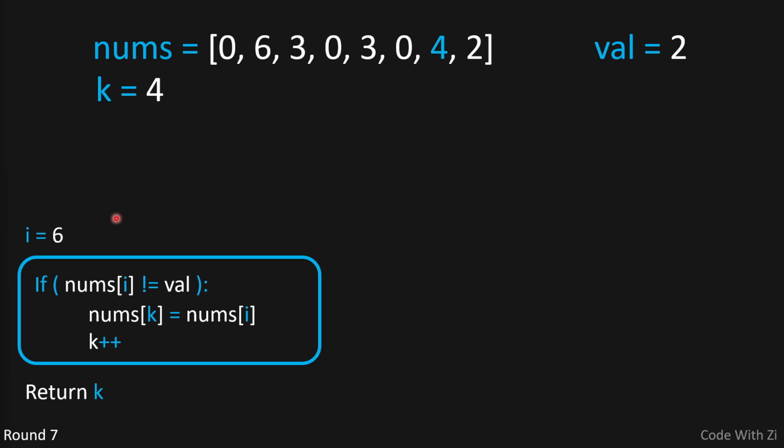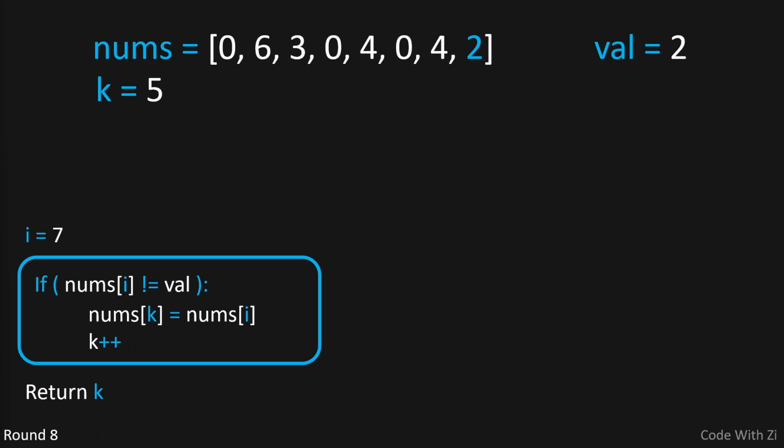In this round, our I is 6, so it's pointing to this number here. We're going to say if numbers of I not equal to value, enter the if statement. Well, let's see. Numbers of I is going to be 4, and our value is 2. 4 is not equal to 2, so this statement is correct. We're going to enter our if statement, and we're going to get the number at the index of k, which is this number here, and we're going to say it should be equal to the number that we want to keep. Well, that's 4. So let's put this 4 here, like so. And then after it, we're going to increment our k.